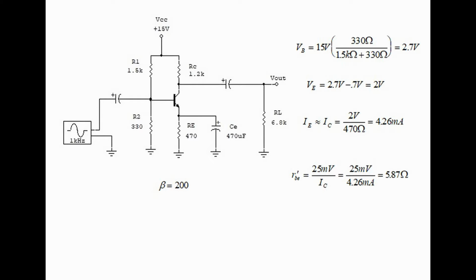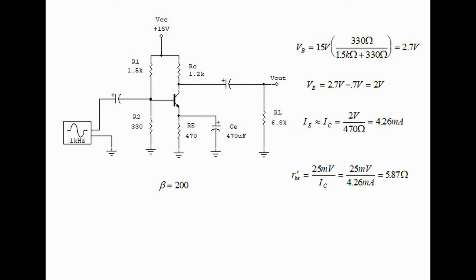So let's begin by finding the voltage on the base by saying it's 15 volts times 330 ohms divided by 1.5 kilo ohms plus 330 ohms, that equals 2.7 volts. Let's go on by saying that the voltage on the emitter is 2.7 volts minus 0.7 volts, which equals 2 volts, and that the current through the emitter is approximately equal to the current through the collector, and that's 2 volts divided by 470 ohms, and that equals 4.26 milliamps.